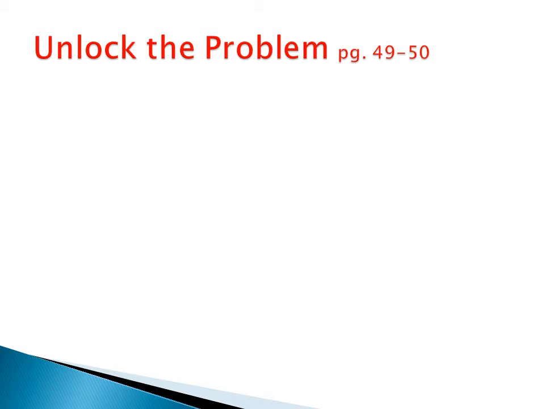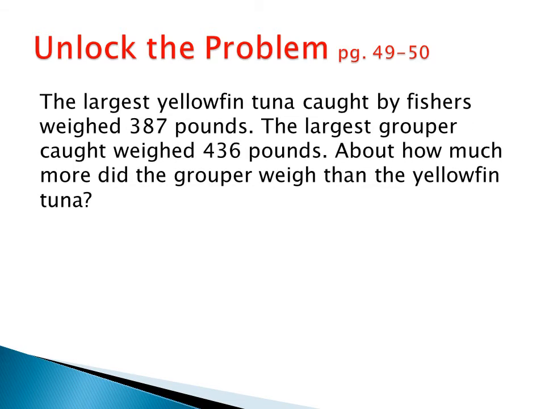Now, my students, bring your books and your pencils. Open your books on page 49. Unlock the problem. The largest yellowfin tuna caught by fishers weighed 387 pounds. The largest grouper caught weighed 436 pounds. About how much more did the grouper weigh than the yellowfin tuna?